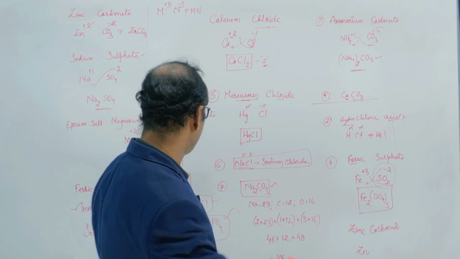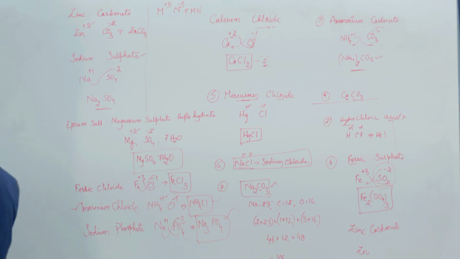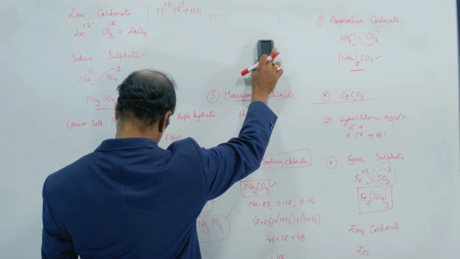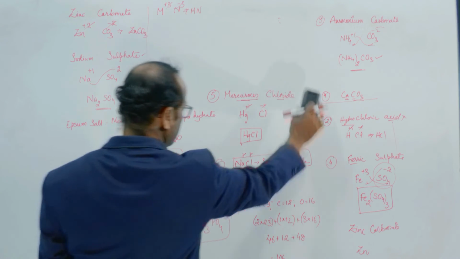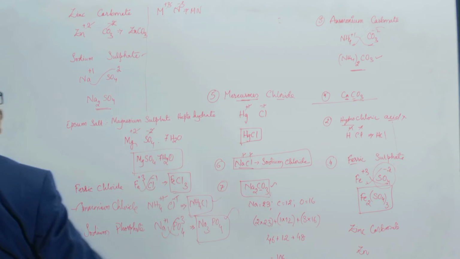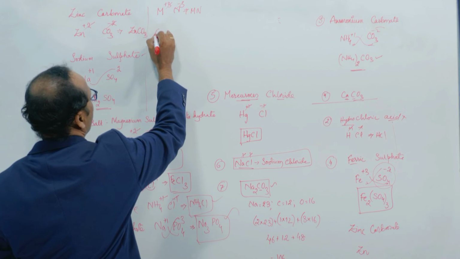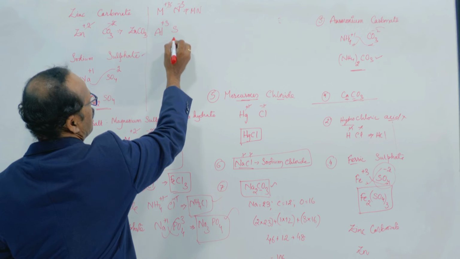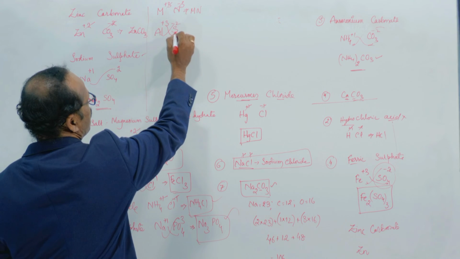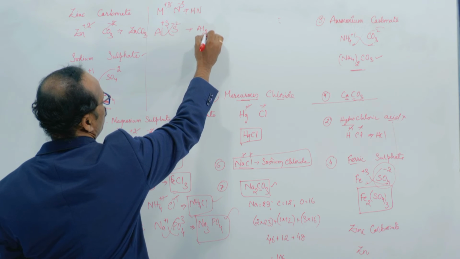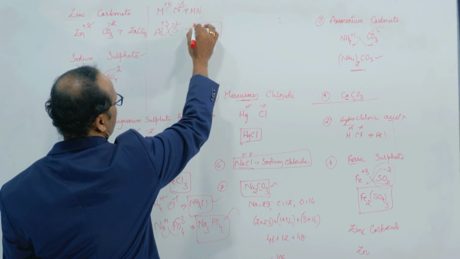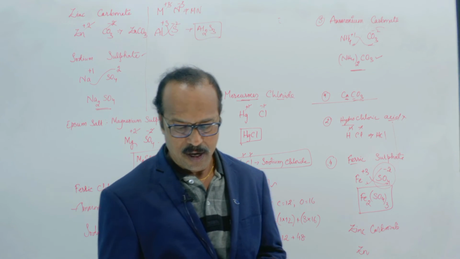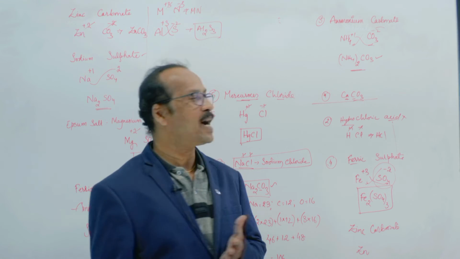So what is aluminium sulfide? What do you write? Aluminium symbol is Al, valency 3. Sulfide, S, valency 2. So aluminium Al has valency plus 3, sulfide S has valency minus 2, crisscross. So it becomes Al2S3, which is the right answer. Very good.